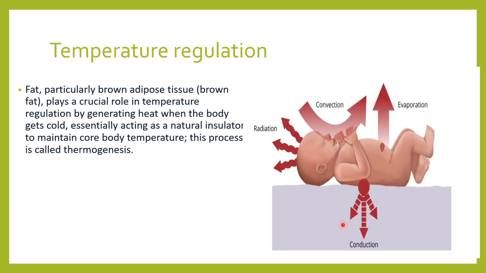The temperature regulation: I have told you that this fat, especially the brown adipose tissue, plays a very important role in generating heat when the body gets cold. So to maintain that temperature, for thermogenesis, etc., we require this fat. So fat also helps in temperature regulation, especially in babies.